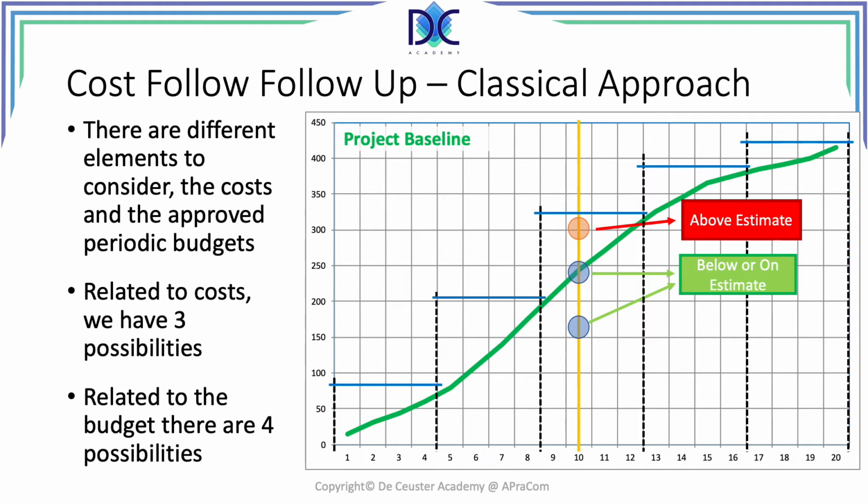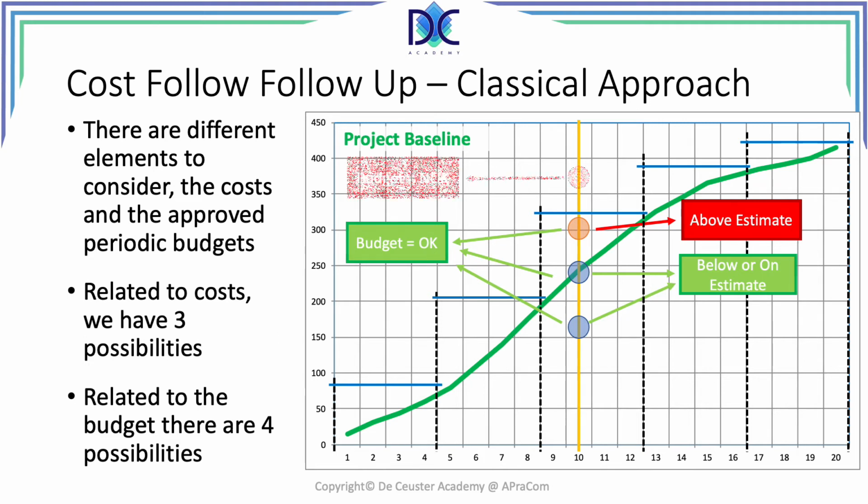There are different elements that we have. So these are the three relative positions related to the project baseline, but we also have to consider those related to the budget that we have available. And what we see for the three elements, the three positions that I've shown, they're all below the budget. It means the budget is okay. We can still keep on working. Even when we are above the estimated value, we have still money to spend. And basically we keep on working.